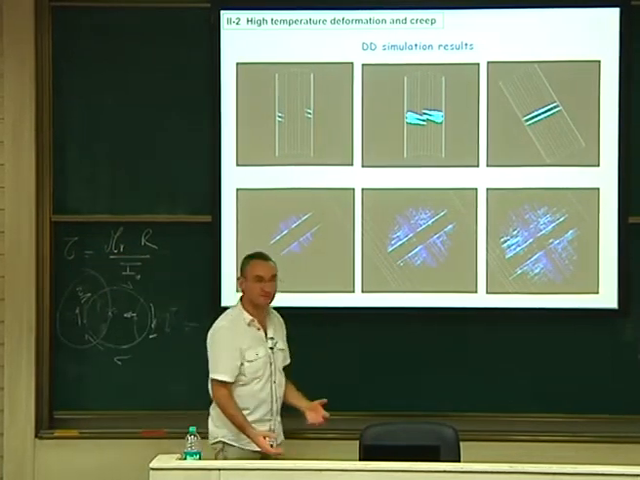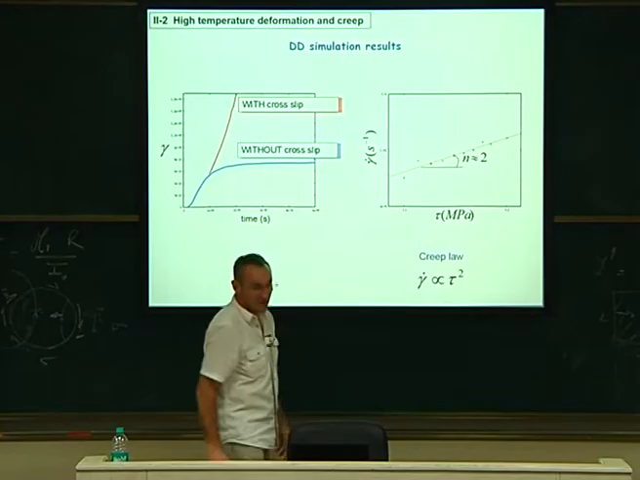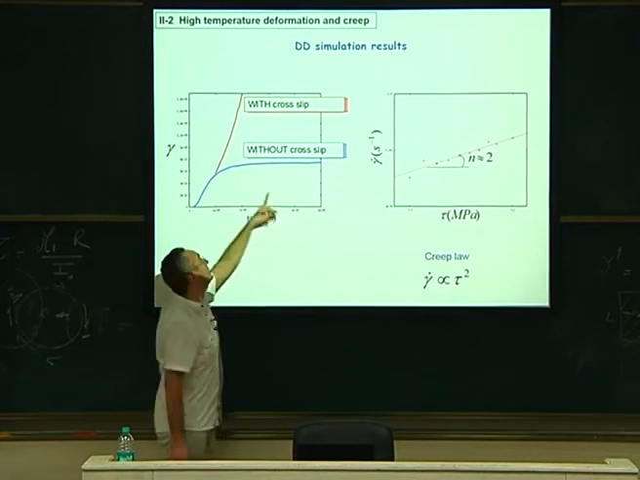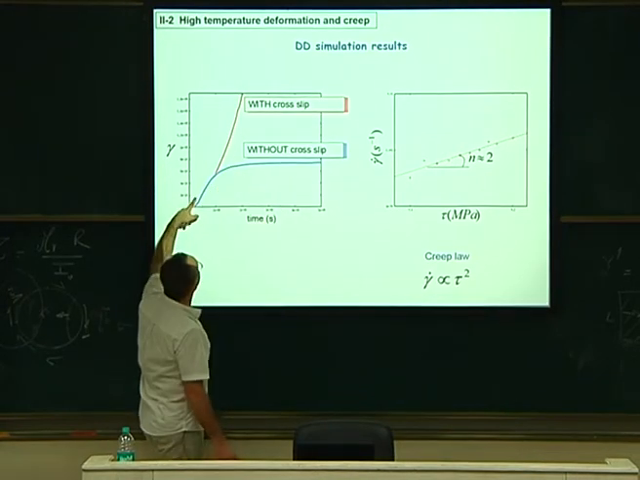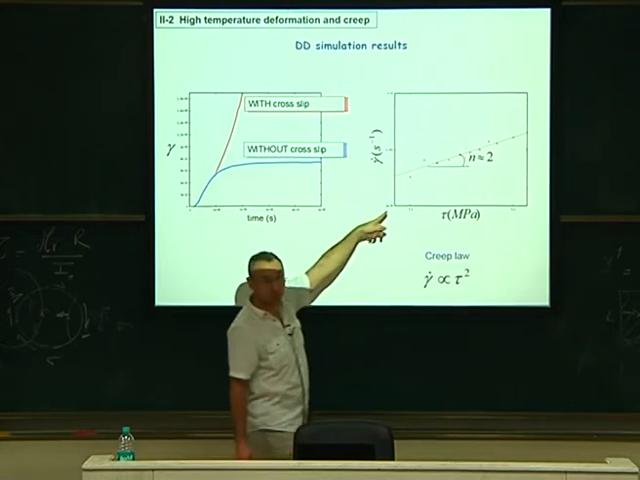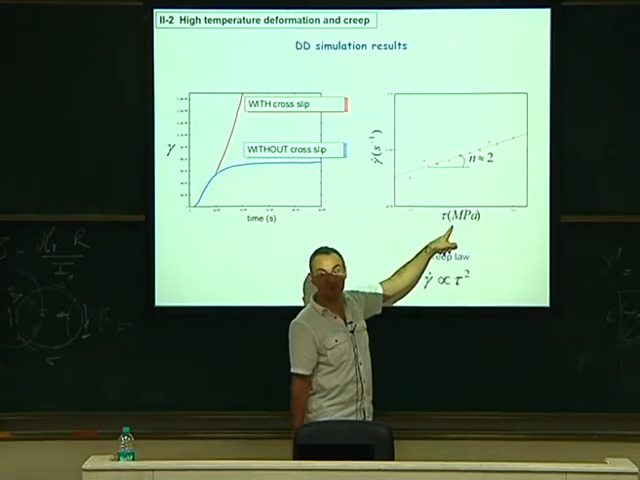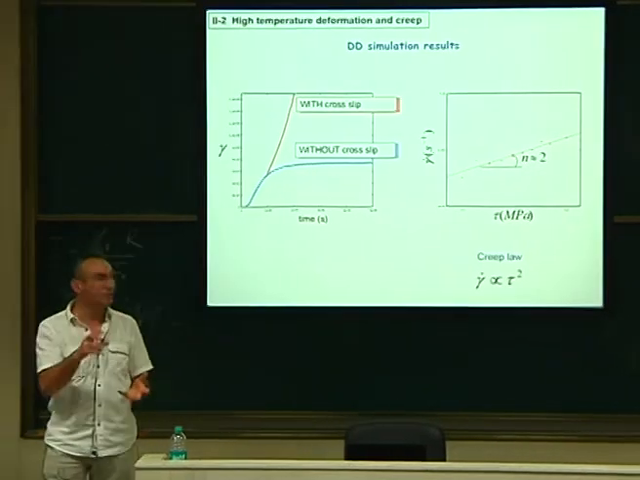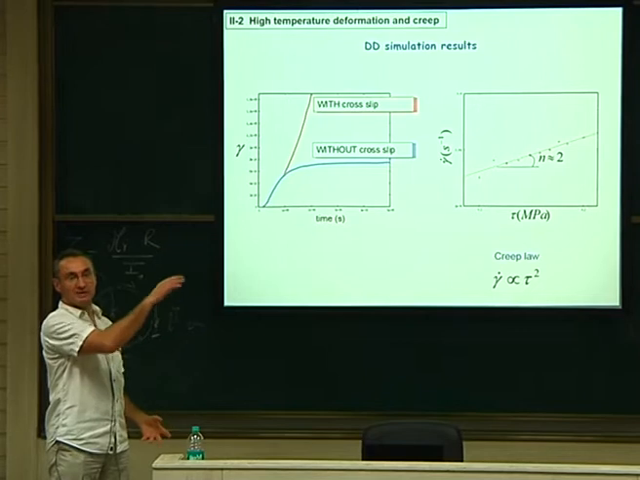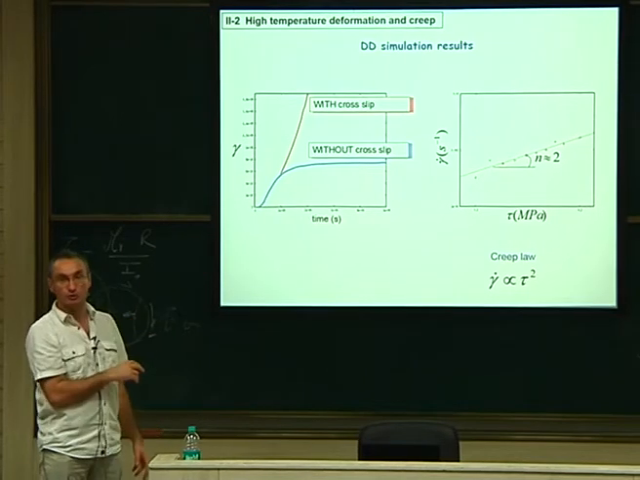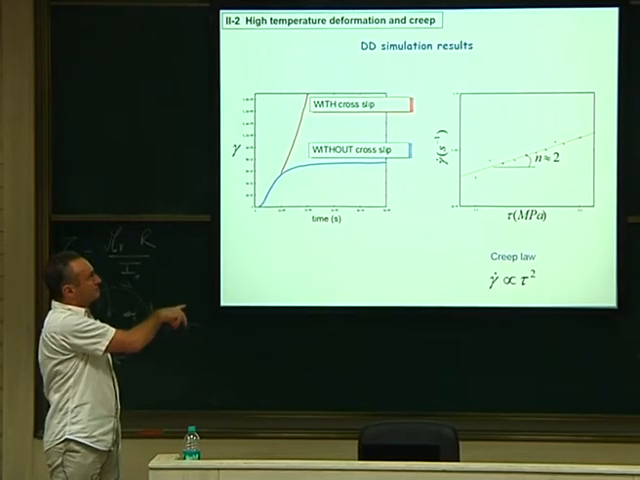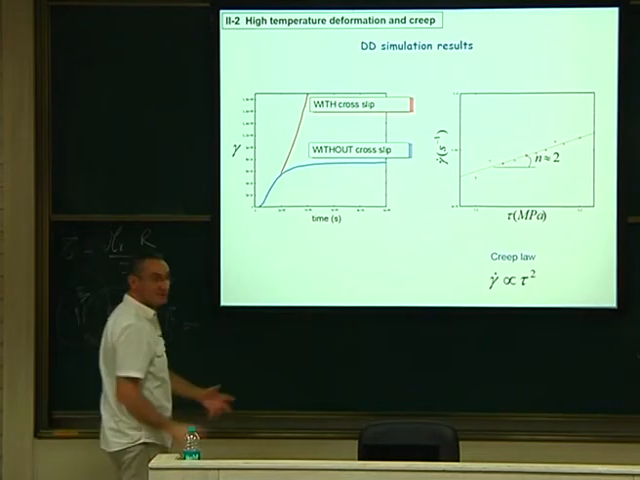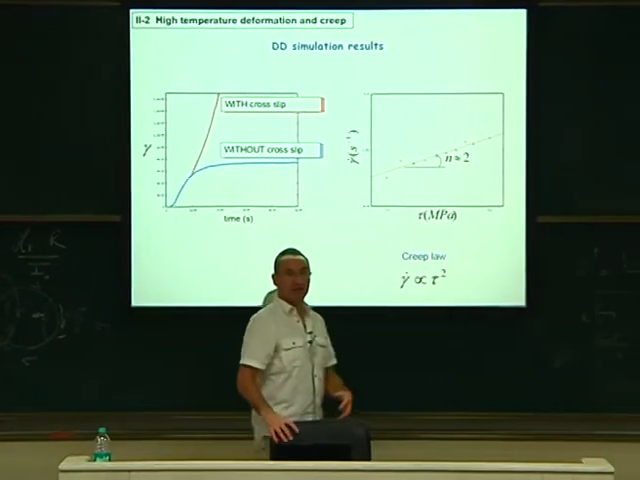So this is what we propose with the DD code, and this is what it gives. Without cross-slip, we had this saturation of the strain. With cross-slip, we indeed have something like that, and if we take the derivative, we found something very close to 2, changing the stress. So with that very simple mechanism, just testing a cross-slip probability law, we were able to mimic the mechanical experimental behavior, which is a power law equal to 2 between the shear strain rate and the torsion stress. You see? So that's an example of high temperature deformation induced by cross-slip only.